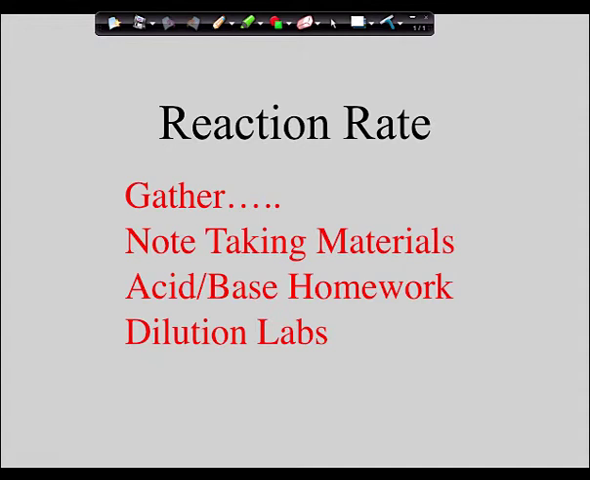Today, guys, what we are going to do is talk about how fast reactions go. And we call that reaction rate. Rate or speed is a measure of how quickly something's happening. So guys, today we're going to talk about reaction rates.